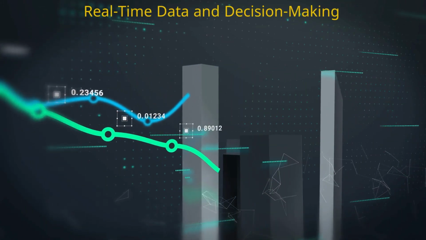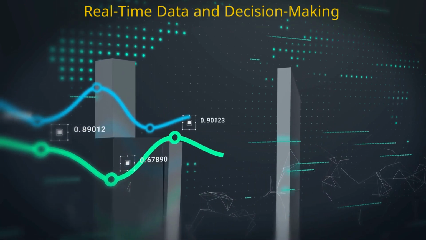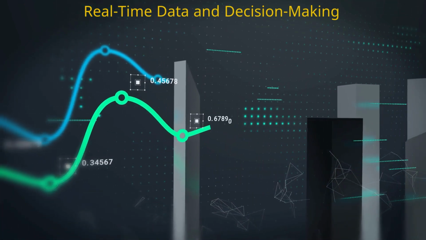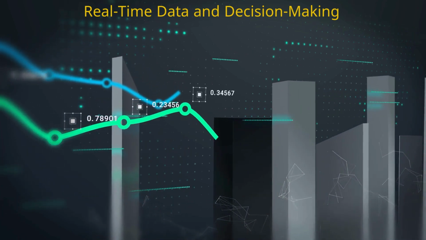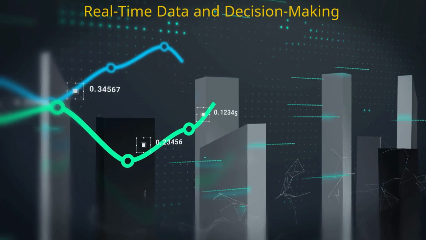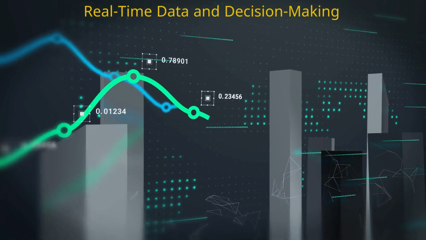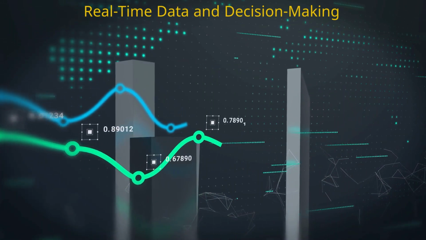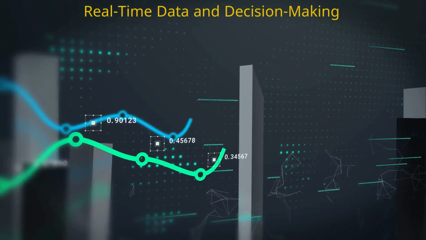Real-time data and decision-making. Another key feature of Power BI is its real-time capabilities. Instead of static reports that are outdated the moment they're created, Power BI allows you to track metrics as they happen. This is especially valuable in industries like retail, finance, and marketing, where fast decision-making is critical.